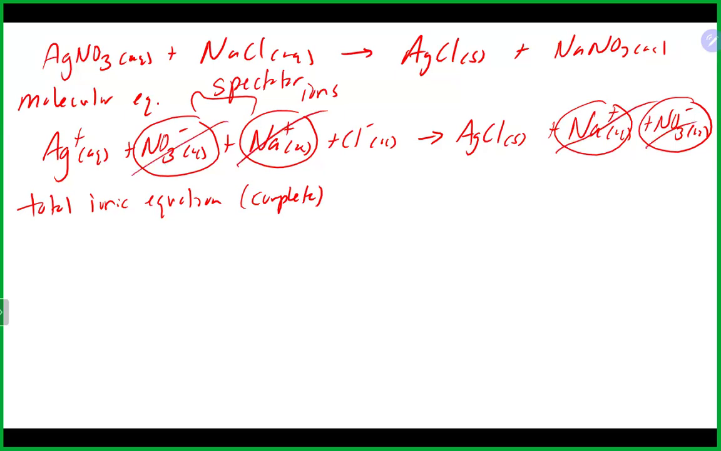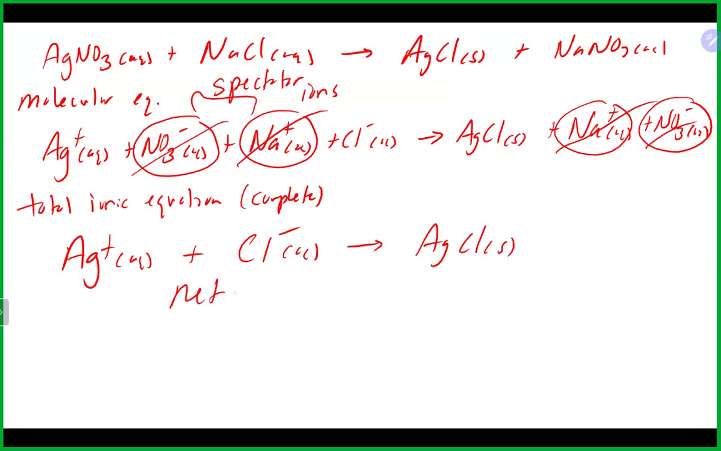And what that leaves us is the reaction that is truly happening here, which is the silver from the silver nitrate will go find the chloride from the sodium chloride, and they will form this solid here. And this is what is referred to as the net ionic equation. And those are the three types of reactions that you could write, especially for double displacement reactions. You could also write them for single replacement reactions, but typically double displacement reactions here. Any questions on that there?